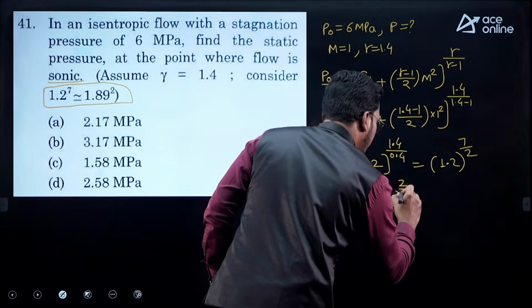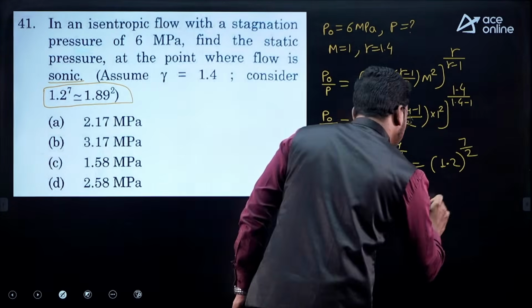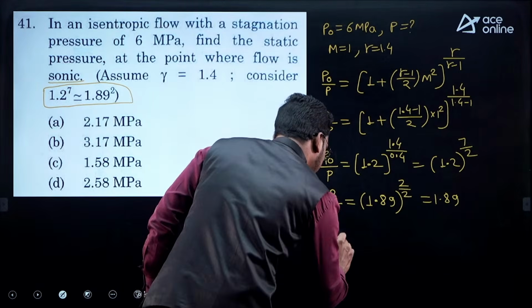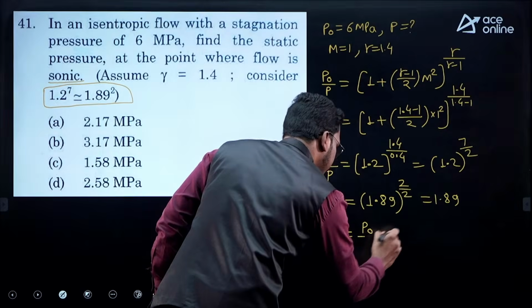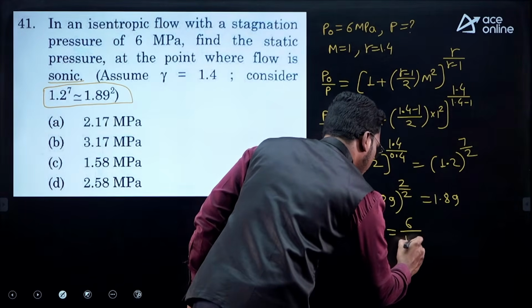1.2 power 7 is given, so this power 2 divided by 2 goes away. It is 1.89. So P we need to find. P is equal to P naught divided by 1.89. P naught is 6, divided by 1.89.